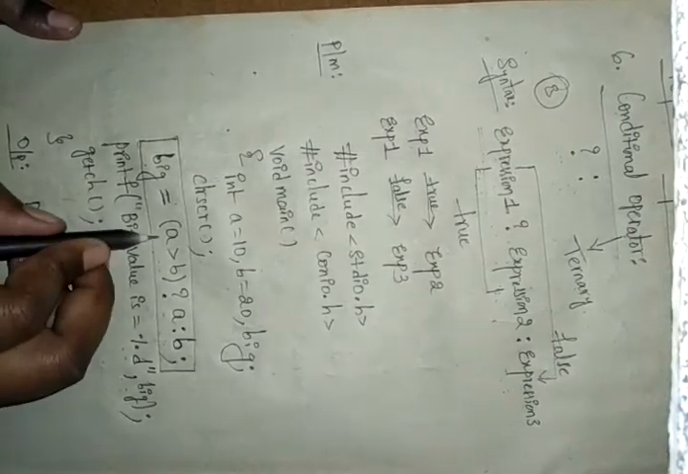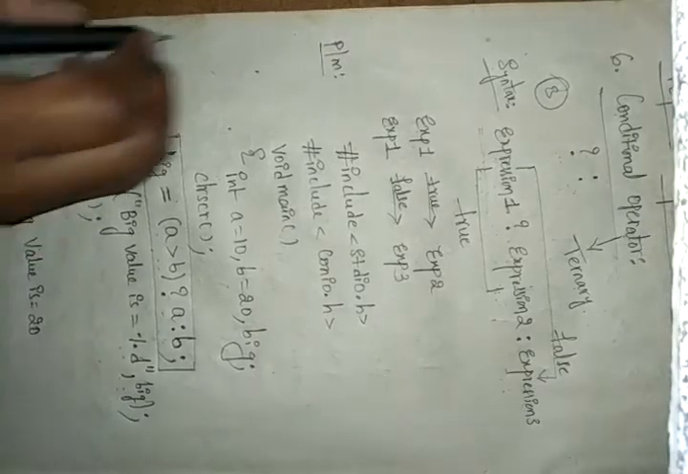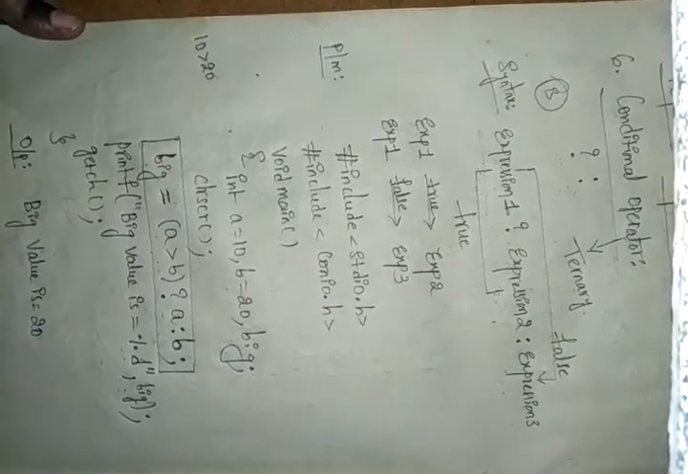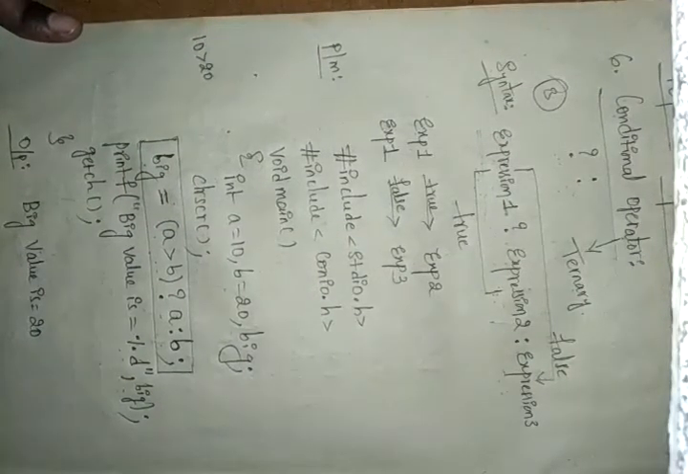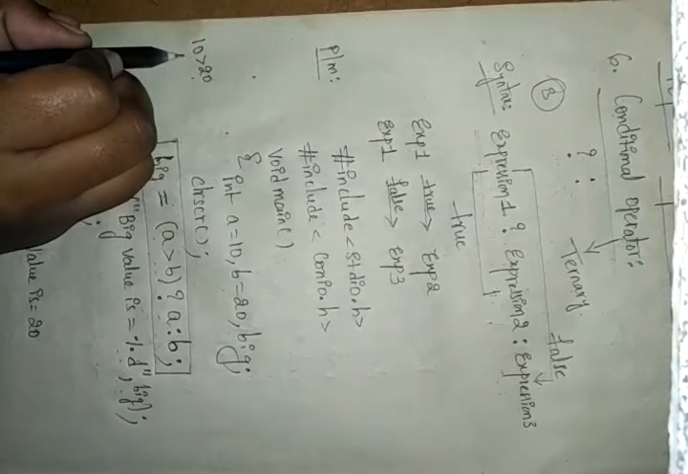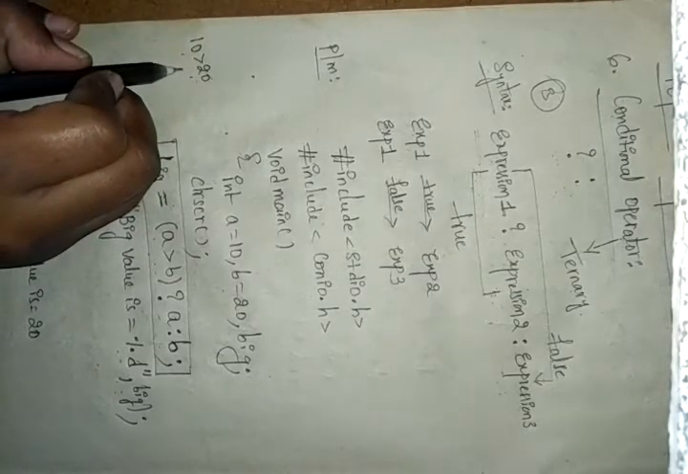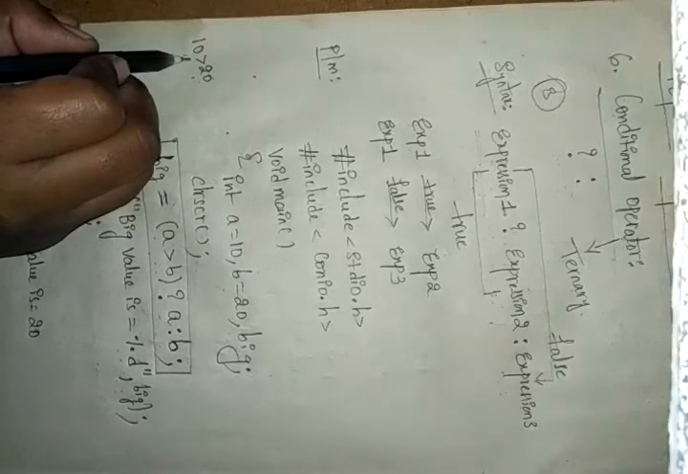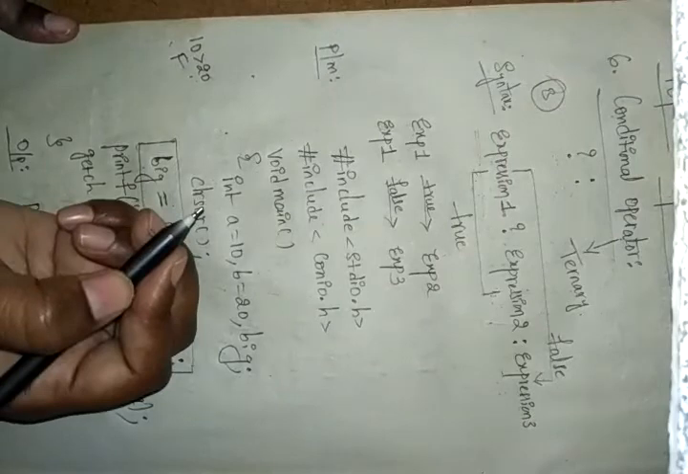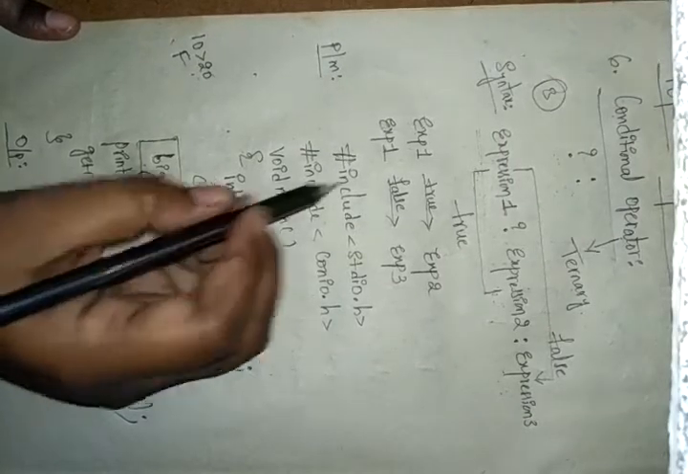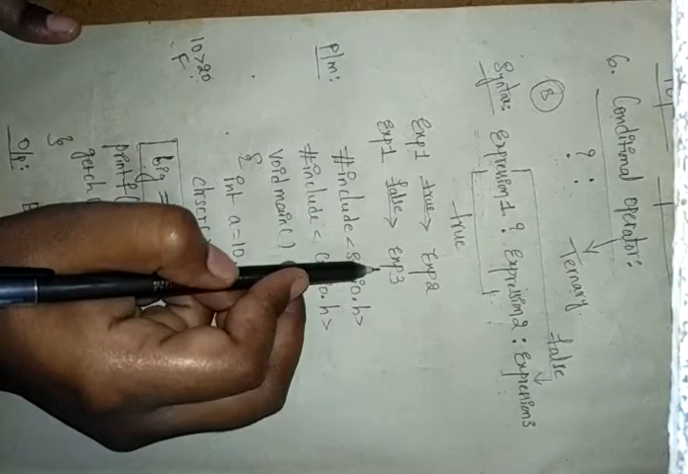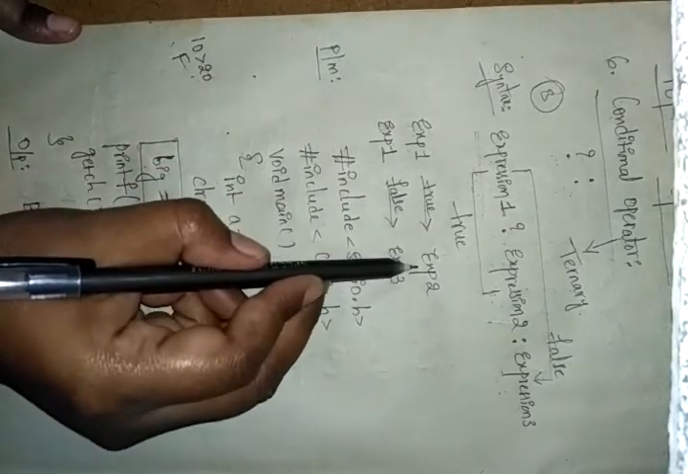See, we have a greater than b here. 10 greater than 20, is this correct? No. Why? Because 20 is greater than 10. 10 is not greater than 20. Right? So our expression 1 is false. If expression 1 is false, it will directly go to expression 3. It will not go to expression 2.